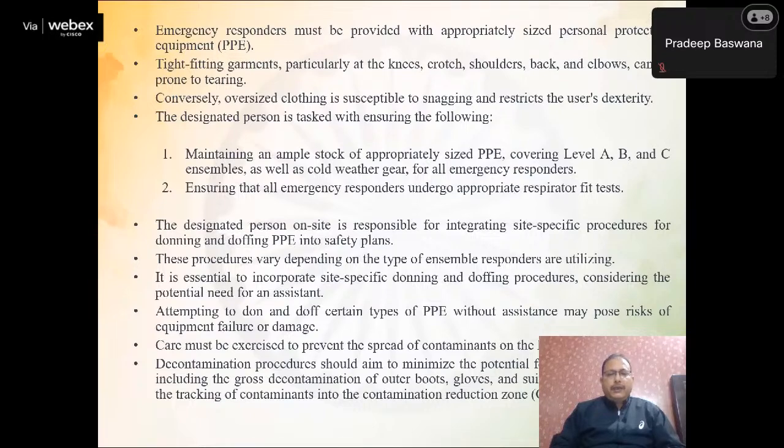Care must be exercised to prevent the spread of contamination of the PPE, and decontamination procedures should aim to minimize the potential for cross contamination, including the gross decontamination of outer boots, gloves, and suits, as needed to prevent the tracking of contaminants into the contamination reduction zone (CRZ) and the clean zone. So these are the terminologies where we focus upon all this.